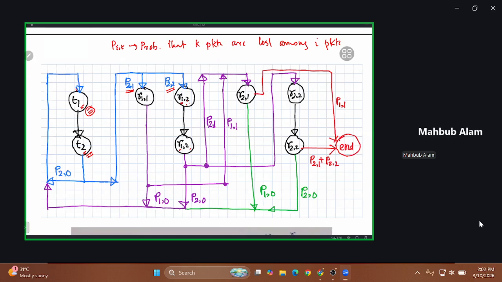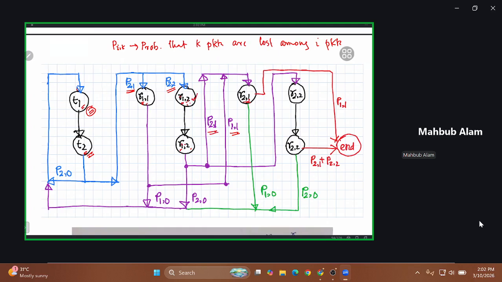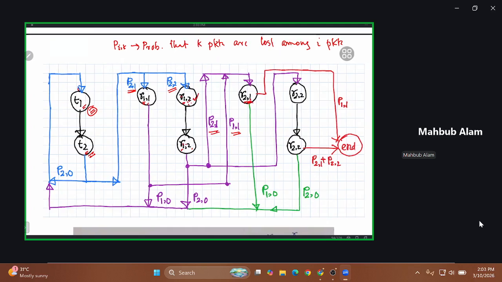If this packet is lost, then you need to retransmit. In the second retransmission, you need to retransmit 1 packet, which will be the second packet. On the other hand, among these two packets, this packet has actually been successfully sent. So that occurs with this probability P_2,1, and you need to retransmit one packet. Or again, you need to retransmit both packets. In this way, it goes on.